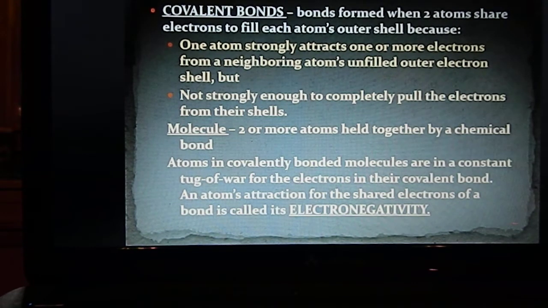Those atoms in a covalent bond that have higher electronegativity will tend to have the electrons in the outer shell that are being shared disproportionately around them versus the one that has less electronegativity.